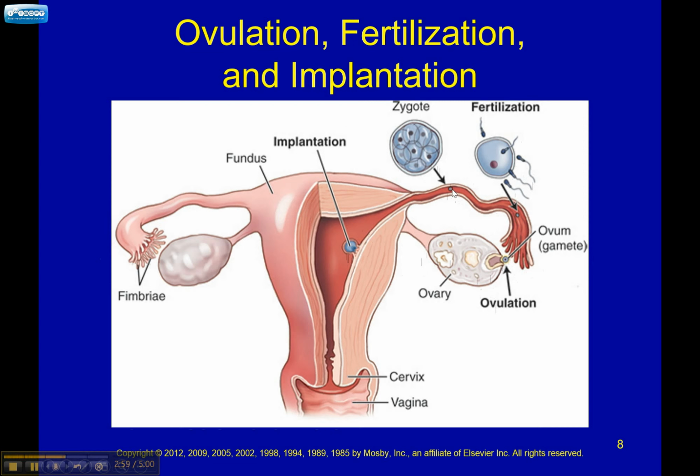At that point, it can be very deadly to the mother because it will get too large for the tube, and the tube does not expand like the uterus does. So the tube is going to get too large, and it can cause a real big health problem for the mother. As you can see right here, implantation occurs, and then the rest of the pregnancy is going to follow.